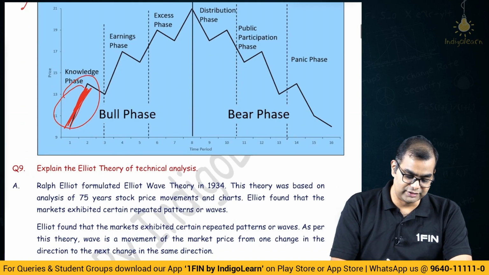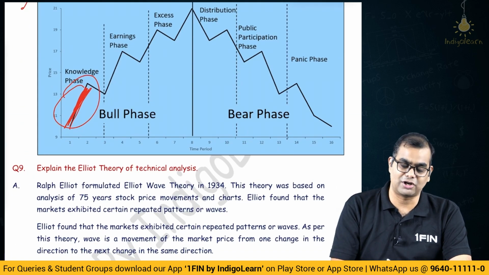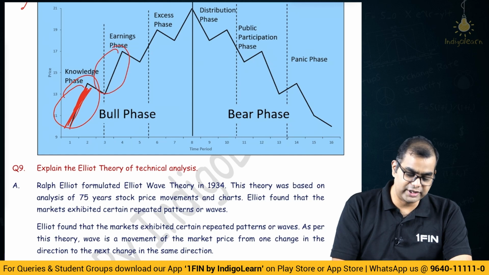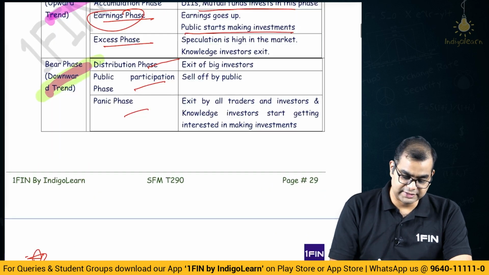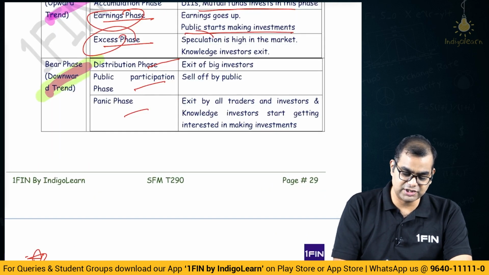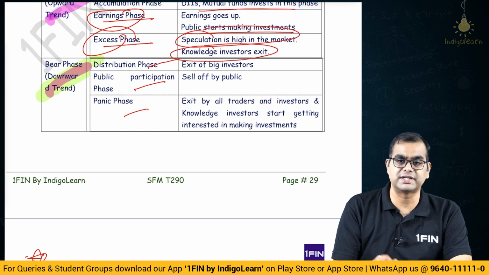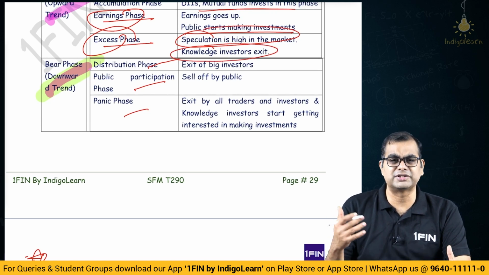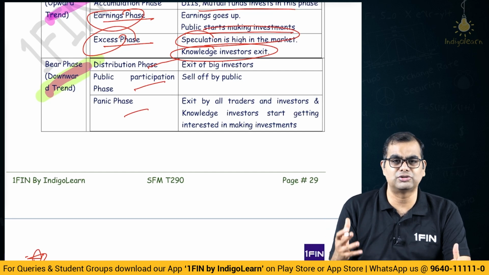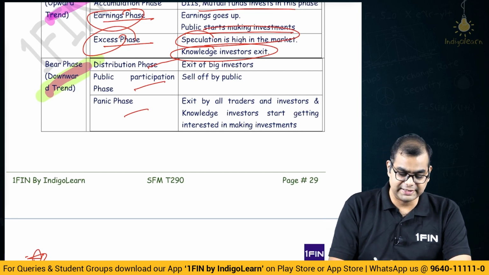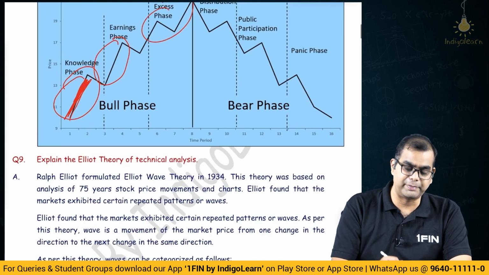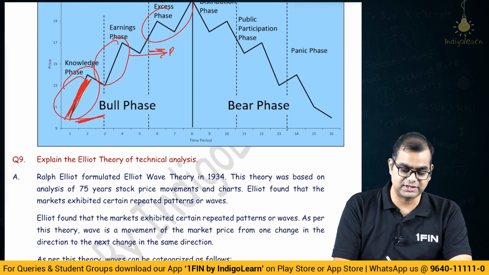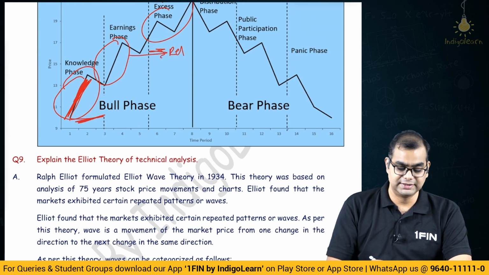So, the smart people invest before the stock goes up. As the stock is going up, you have the second set of people who invest. Then the excess phase: speculation is high in the market, and knowledge investors exit. Everything is in a hype, a mania, everybody thinks it goes up and wants to do something. The earnings are phenomenal, and the price reaches a peak. At that time, the smart people exit and all the retail investors get stuck. This is the bull phase.